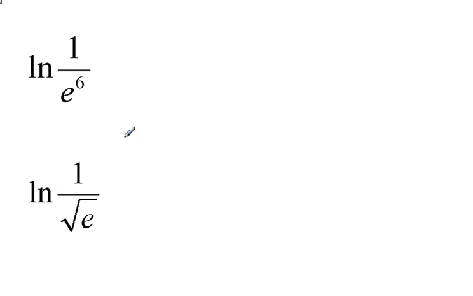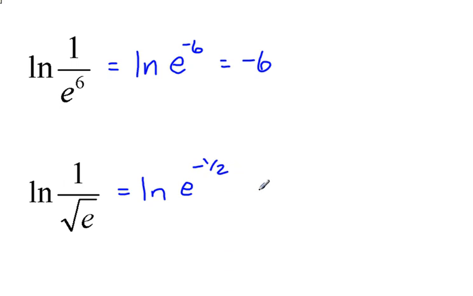All right, so now we're going to combine some other things we learned before. Because it's in the denominator, I can rewrite that as ln of e to the -6th, which means my answer is -6. Or here we've got a square root, and it's in the denominator, so that's e to the -1/2, so my answer is -1/2. All right, so we've practiced evaluating natural logs with powers of e.